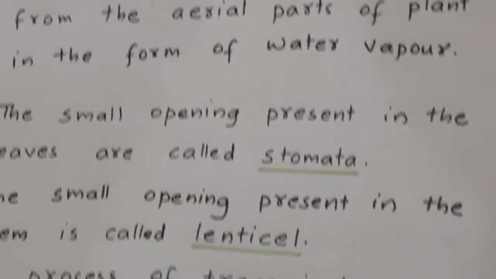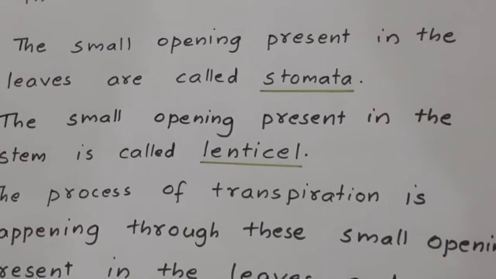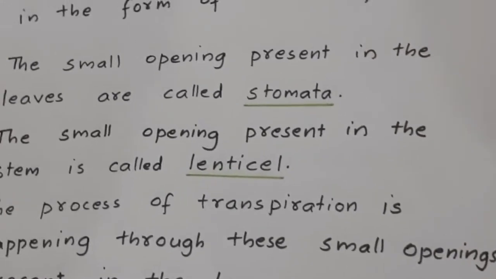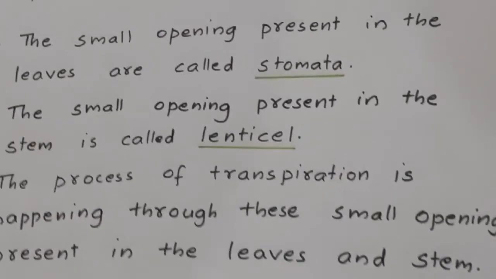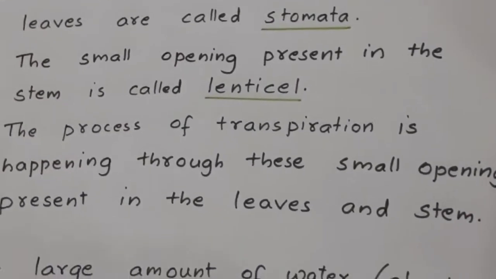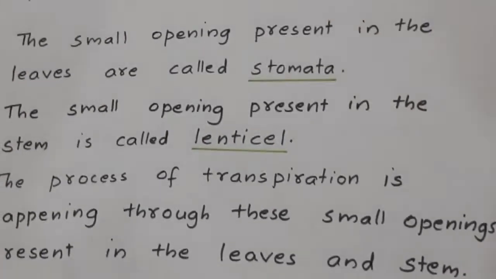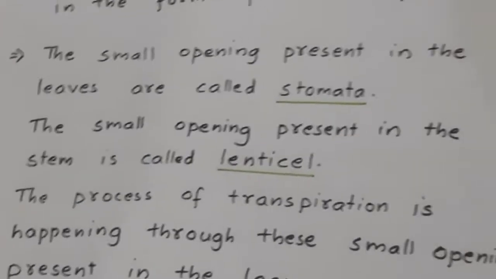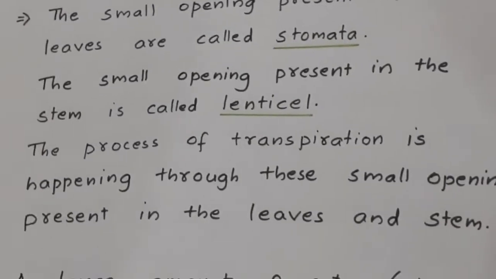Now, second point we can see in leaves, the small opening present in the leaves are called stomata, and like that, the small opening present in the stem also is called lenticel. So, in leaves also some small openings are there, and stem also some small openings are there. In leaves, these small openings they are using for the exchange of gases, but through that hole, water also will lose. So this process of usage of water we call it as transpiration. So this transpiration will happen through all these holes. And the process of transpiration is happening through the small opening present in the leaves and stem.